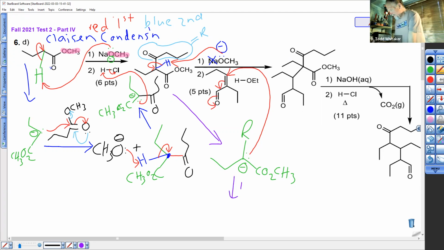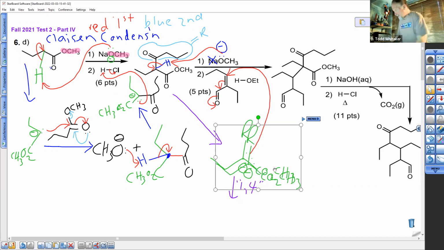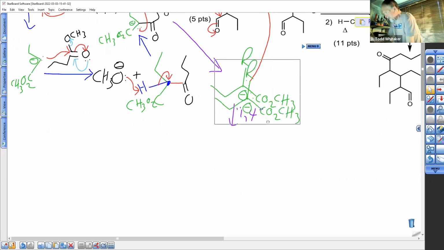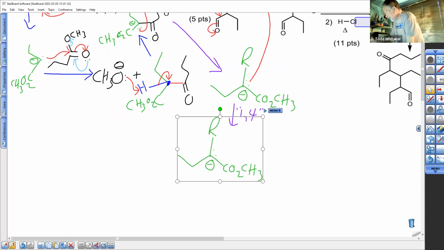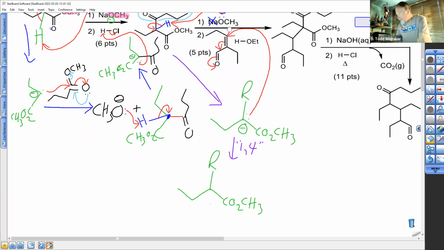1,4 addition, 1,4 quotes. You don't need to write that on your test. Your mechanism showed it. And the green part's going to stay the same. I just always wonder if you can get away with this. Oh, that was nice. Editing here. Lone pair's gone. Means the anion's gone. We gotta look at what we made a new bond to. Beta position here, new bond. Beta position has an ethyl on it.